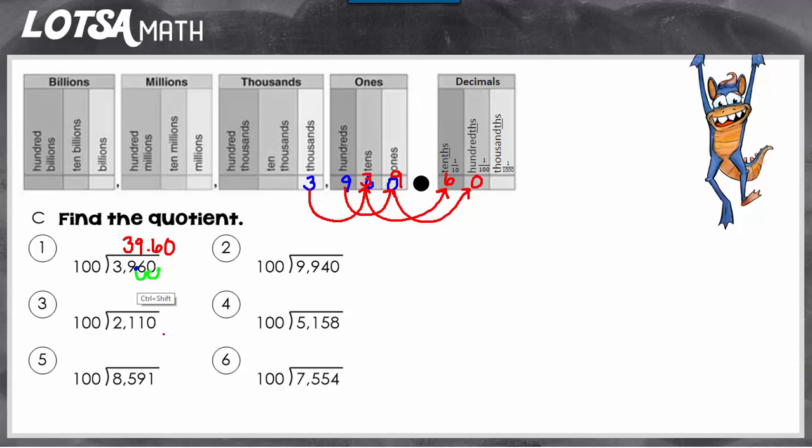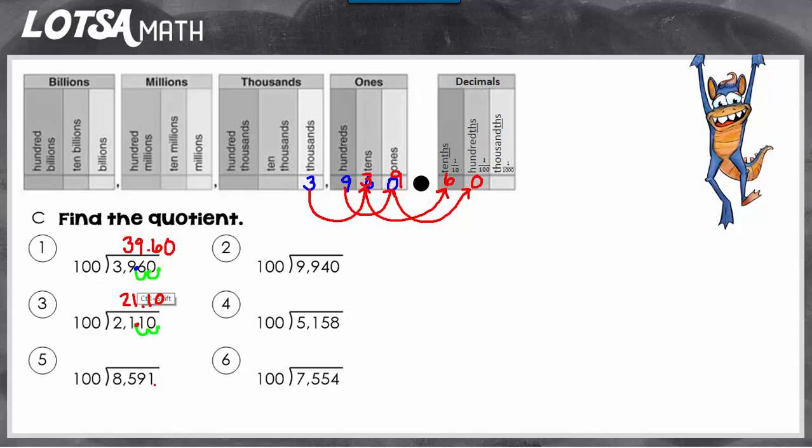So let's look at number 3 and use that same strategy. So right now, the decimal point is positioned right there. But if we want to divide it by 100, instead of moving each digit 2 places to the right, what we can do is move the decimal 2 places to the left. And our decimal would end up being right here. So 2,110 divided by 100 is 21 and 10 hundredths.